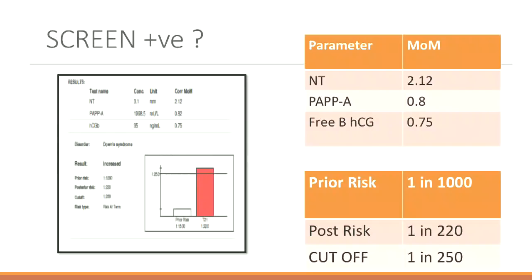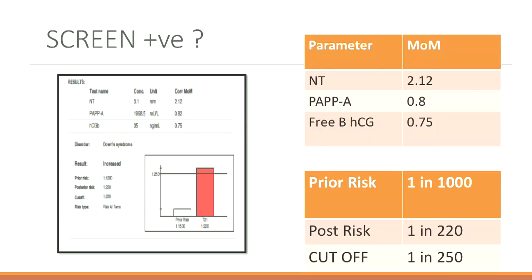Now let us look at this report. By looking at this report, what do most of us do? 9 out of 10 times you would see that red bar, you would say, okay, screen positive, send this patient for amniocentesis, and the story ends there. But that is not how you would approach a screening test when you look at the result.